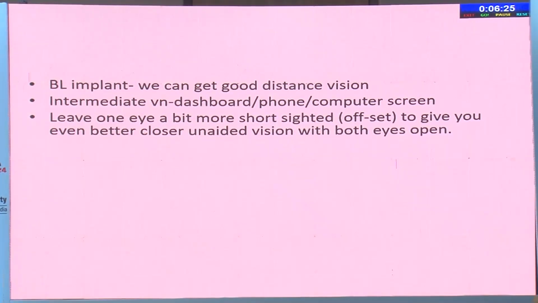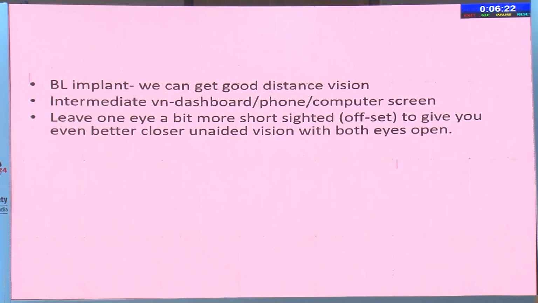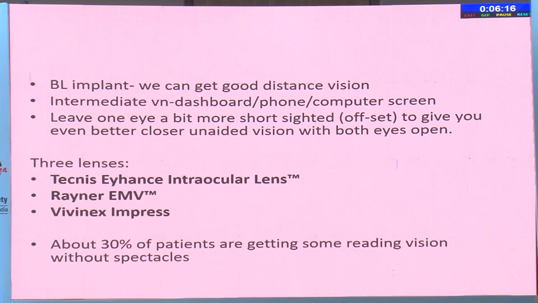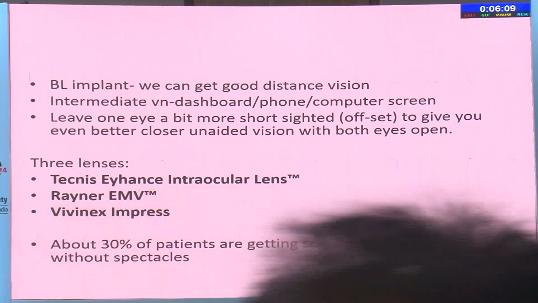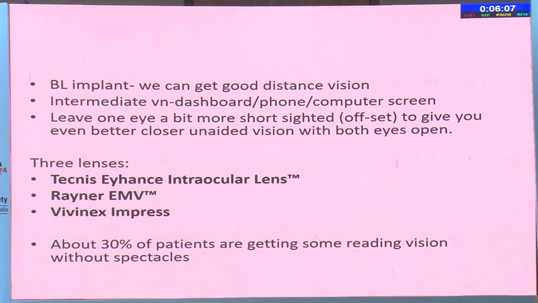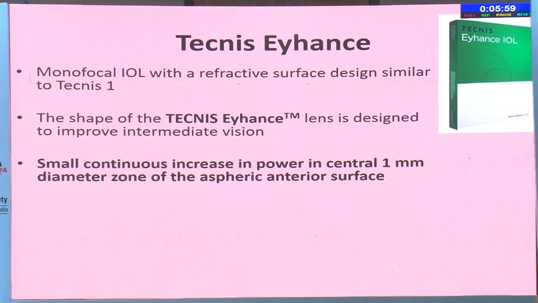And if you do some adjustment in the other eye, like a monovision kind of adjustment with a slight offset to the power, the patients can do even better. So these are the three lenses which are available in the market nowadays. Tecnis Eyhance intraocular lenses came first, then came the Rayner, and Vivinex from Hoya was launched a few months back. With these lenses, some patients really can have improvement in intermediate vision.